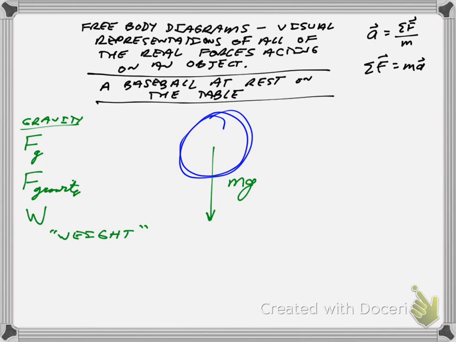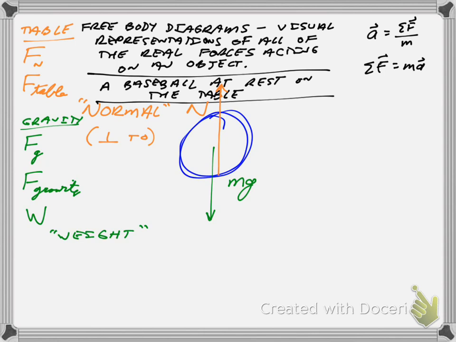And then, of course, if it's at rest on the table, there's another force that's acting in the upward direction. And we have several labels for it as well. We could call that the force of the table. We could call it F sub capital N. And I'll tell you what that is, because I use that capital N by itself as my label. And that N stands for the word normal. And normal has a very specific definition in physics. It's not like its normal use in English. Normal in physics always means perpendicular to.